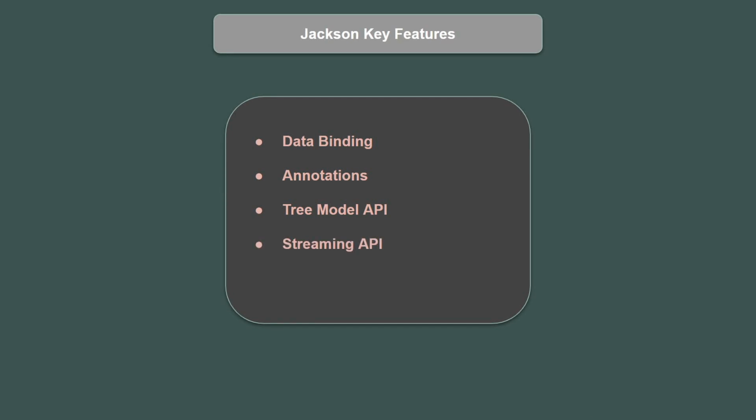Streaming API. This allows to process large JSON documents efficiently and quickly, without having to load the entire document into memory at once. Customization. JSON is highly customizable, with a wide range of configuration options that allow you to fine-tune its behavior to suit your specific needs. Let's look deeper at these features.